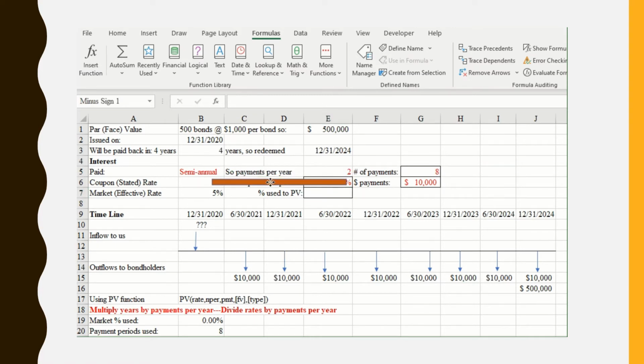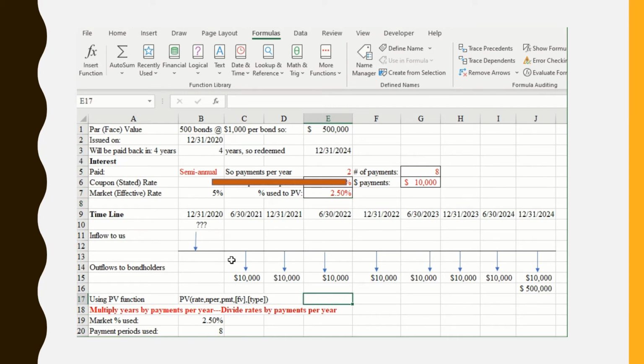Once you get that payment, put a big old line through that interest rate, because that coupon rate you don't use for anything else, even though you might want to. We use the market rate for our present valuing. And again, since we're compounding semi-annually, we need to take that and also divide by the number of payments per year. So I need to compound at a rate of 2.5%. So that's what we want to use in our present value calculation.